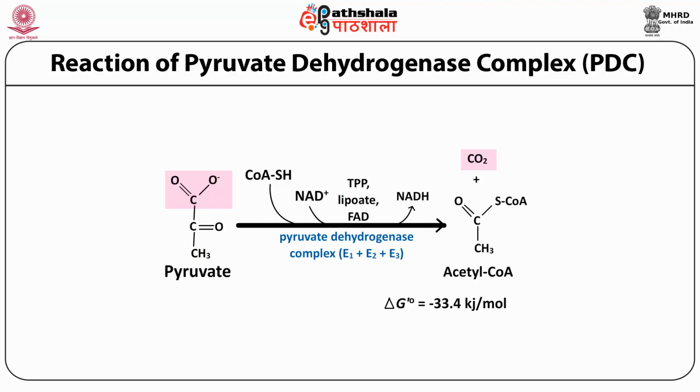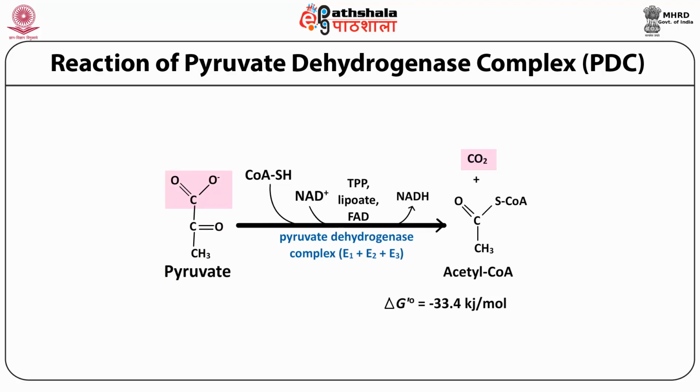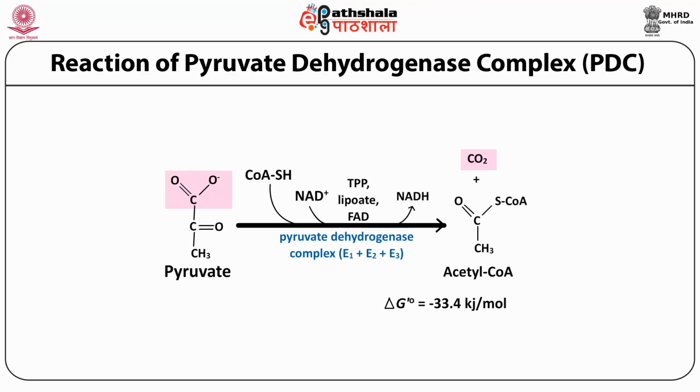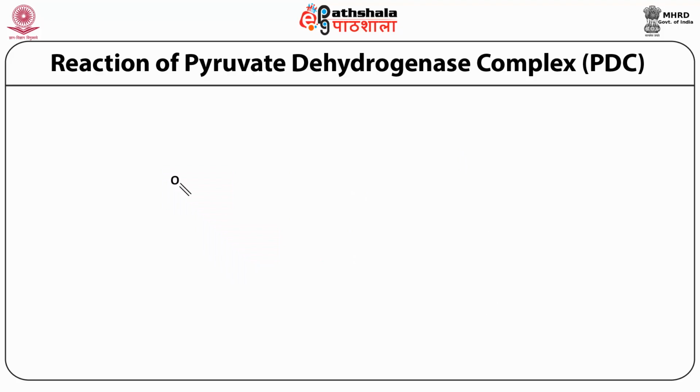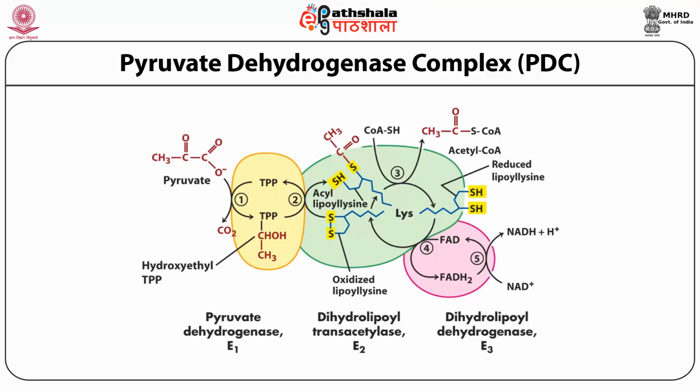In this case, the pyruvate is converted to acetyl CoA with release of carbon dioxide. NAD plus is converted to NADH, and the pyruvate dehydrogenase complex continuously converts pyruvate to acetyl CoA as long as pyruvate is available. This figure shows various sites of reaction located in the pyruvate dehydrogenase complex.